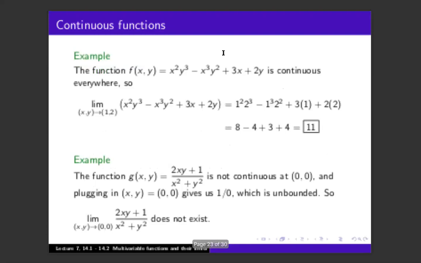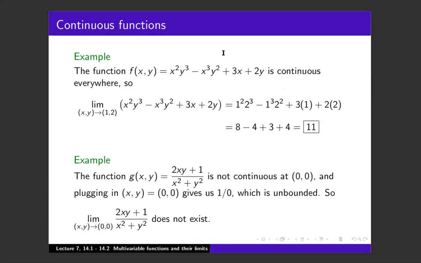So for example, take the function f(x,y) equals x squared y cubed minus x cubed y squared plus 3x plus 2y. That's a polynomial in x and y. That's continuous everywhere. So if you want to find out what the limit as (x,y) goes to (1,2) is, you just plug the numbers in and see what falls out. It's 11. That function is continuous. You can just plug that limit in. That's not a problem.